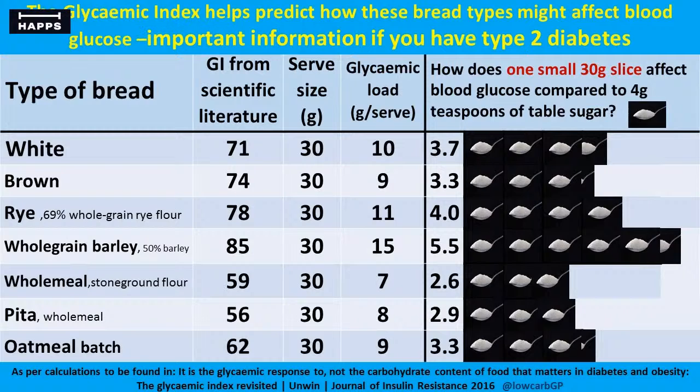There we go. Bread. Looking at the bread chart, across the top of the chart, the glycemic index helps predict how these bread types might affect blood glucose. It is very important information if you have type 2 diabetes. It's also important if you have metabolic syndrome or are pre-diabetic, because these are the contributing factors that will end up leading you to progress into type 2 diabetes if you cannot begin to get them under control.